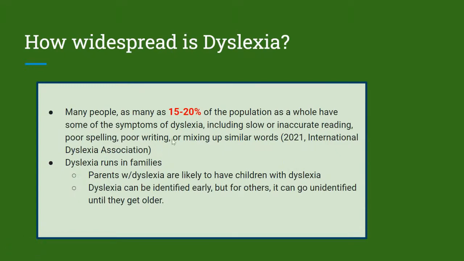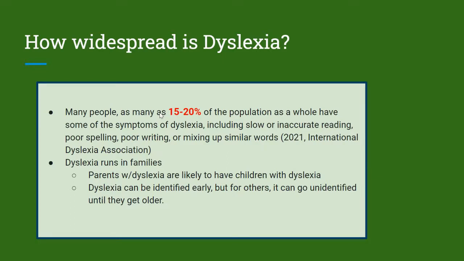Many people, as many as 15 to 20% of the population as a whole, have some of the symptoms of dyslexia, including slow or inaccurate reading, poor spelling, poor writing, or mixing up similar words. And this is a quote from the International Dyslexia Association. So if you are a classroom teacher, chances are you have a small number of students in your classroom that have symptoms of dyslexia.